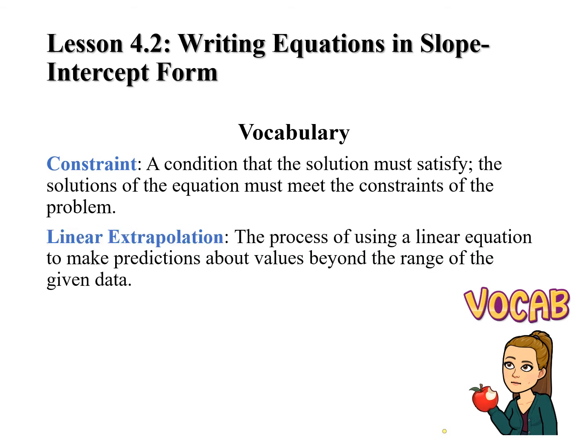The next vocab term is the idea of a linear extrapolation. Linear extrapolation is the process of using a linear equation to make predictions about values beyond the range of the given data. So if I have a graph and I know when x is 1, y is 1, when x is 2, y is 2, well, I can connect those dots and make a line and use that to extrapolate, to find data outside of that set. Like when x is 4, I can extrapolate that y will equal 4.